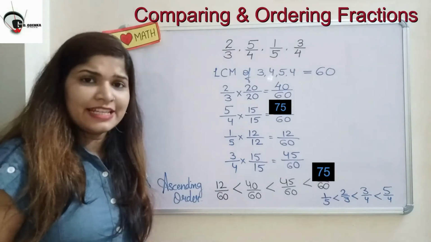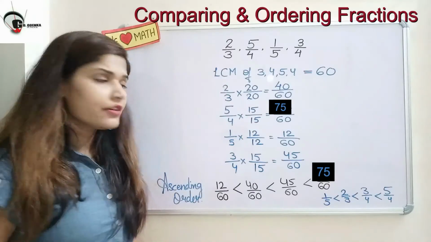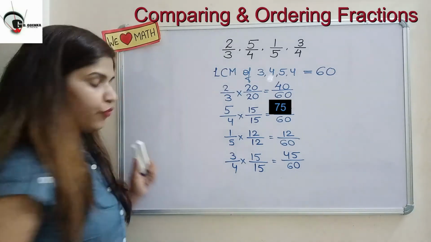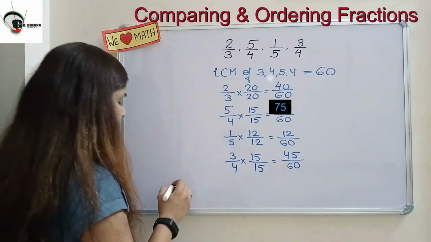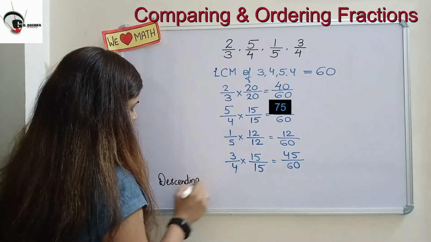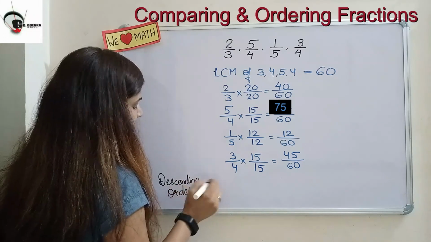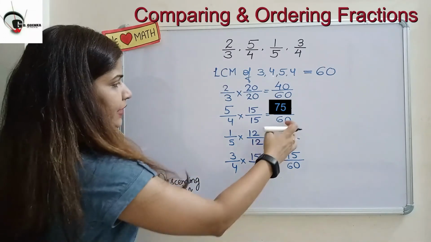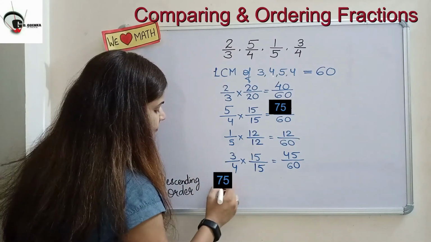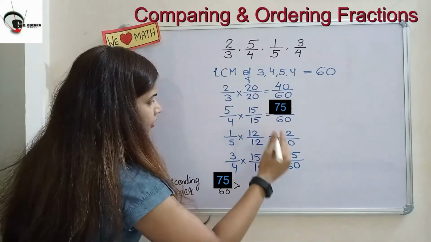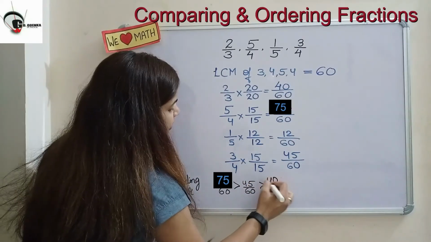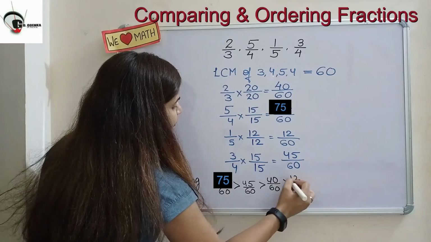And if we have to do it in descending order, what do you need to do, children? Just do it in reverse. How? Let me tell you. For descending order, you can write down the biggest number first. The biggest is 75 upon 60. Then we have 45 upon 60. Then we have 40 upon 60. And in the last we have 12 upon 60.